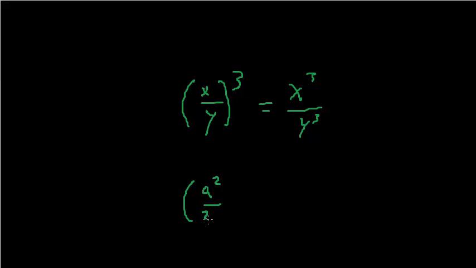I can also have a quotient to a power. That's when I have x over y raised to the 3rd power. Each piece in here is also going to be raised to the 3rd power: x cubed over y cubed. Or if I had, say, a squared over 2x to the 3rd, and I raise that to the 4th power, I get a to the 8th over 16x to the 12th.